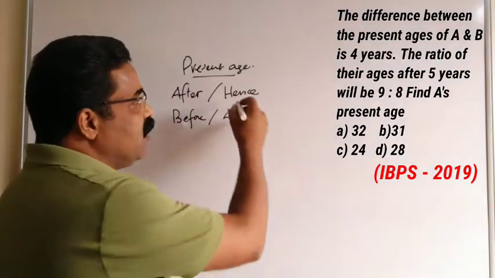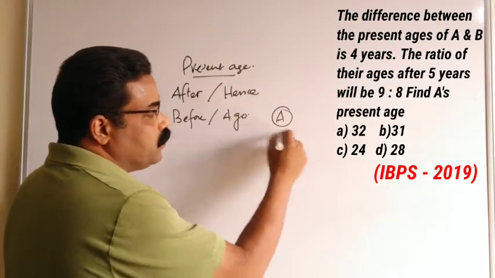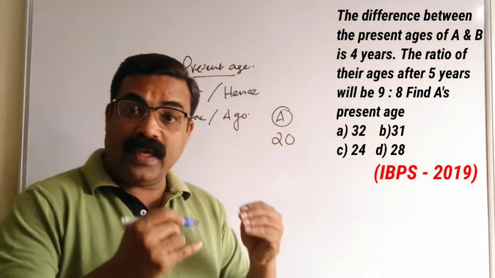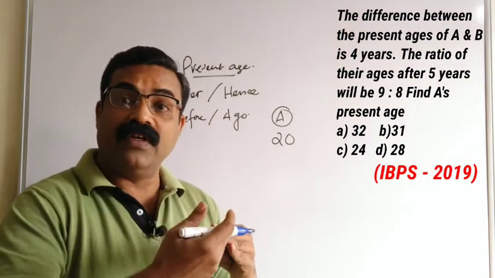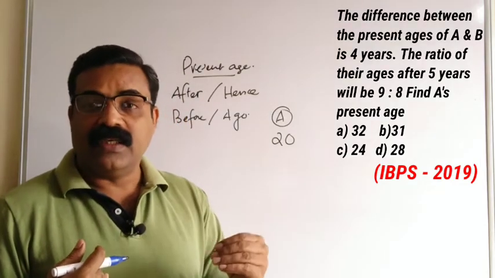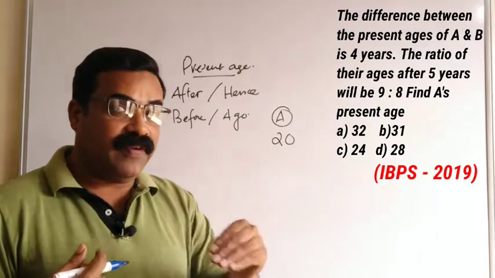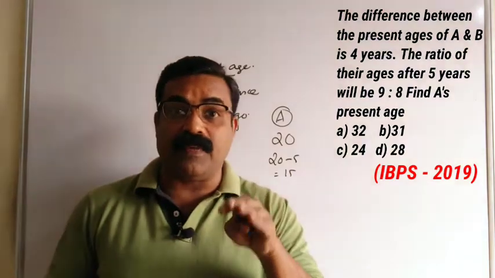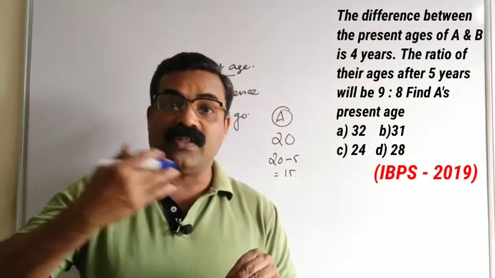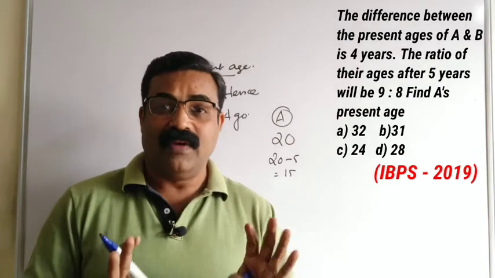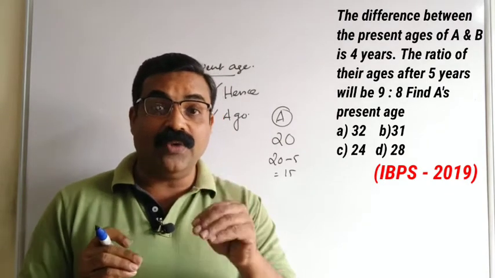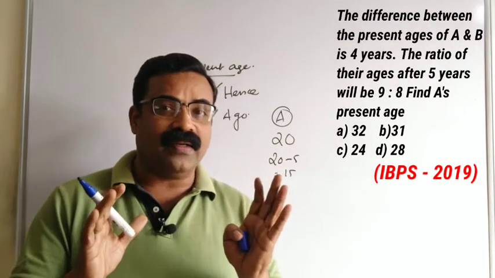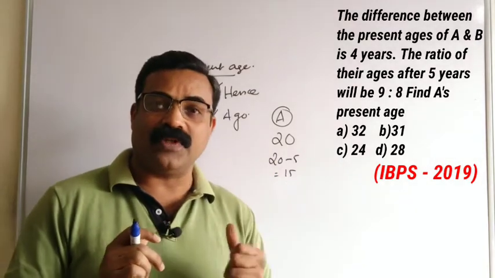For example, let us take a person A whose age is 20 now. Now I want to calculate the age of that person 5 years before, 5 years ago. So what do we do? We subtract 5 from 20 to get 15. So 20 minus 5 equals 15. If the present age of a person is 20, it means 5 years ago his age was 15. Very simple. It looks simple, but we need to apply it in questions like this. Then it will be a problem. So that concept should be very clear, so that you can easily crack these types of questions.